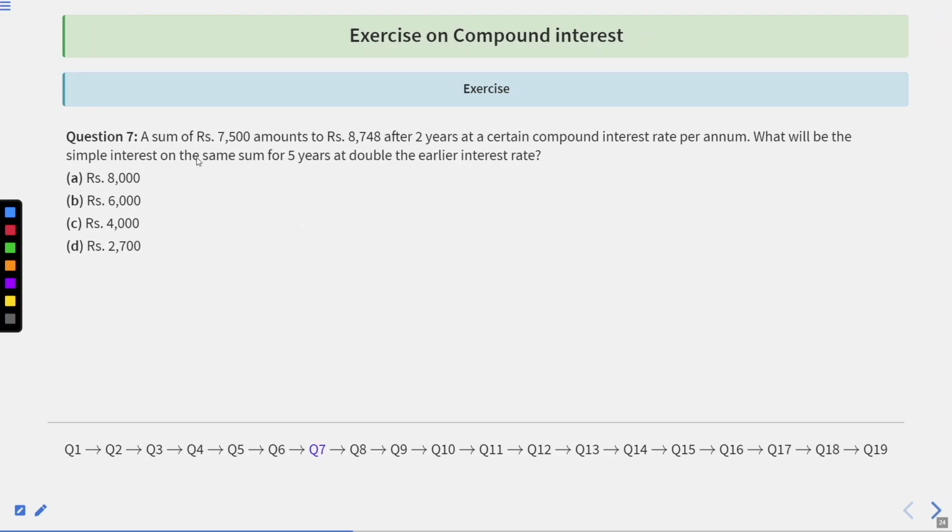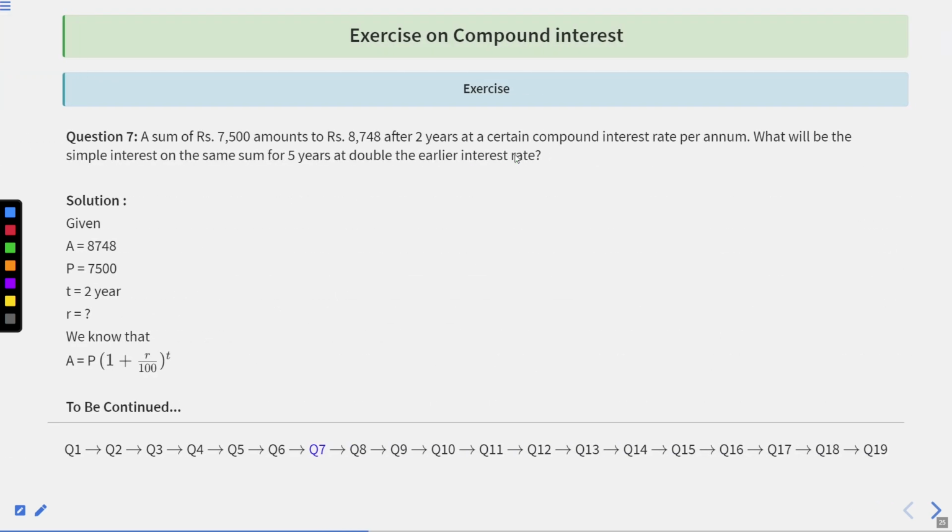Question number 7. A sum of rupees 7500 amounts to rupees 8748 after 2 years at a certain compound interest rate per annum. What will be the simple interest on the same sum for 5 years at double the earlier interest rate? So given, A is equal to 8748, principal is 7500 and time is 2 years. And we know that amount is equal to principal into 1 plus r upon 100 to the power t.